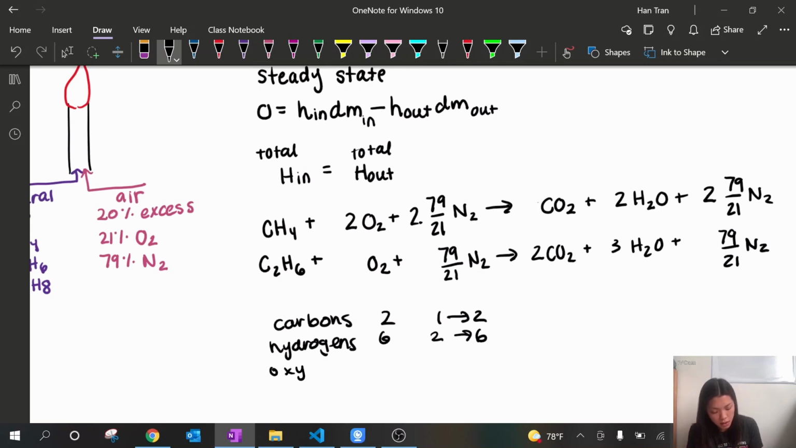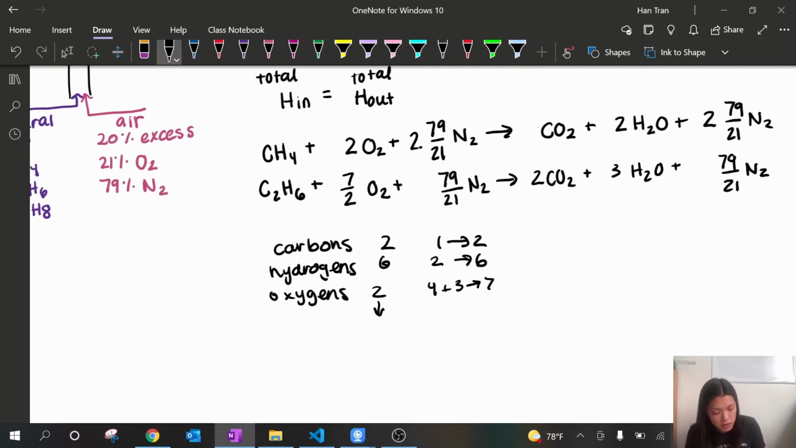So now let's take a look at our oxygens. So we have 2 oxygens on the left and 4 oxygens as a part of the carbon dioxide, plus the 3 oxygens as a part of the water, which would give us 7 oxygens. So since we have 7 on the right and 2 on the left, we have more on the right, so we need to increase the number of moles on the left. So if we have 7 halves, that will give us 7 oxygens on the left, which will make the oxygens balanced out.